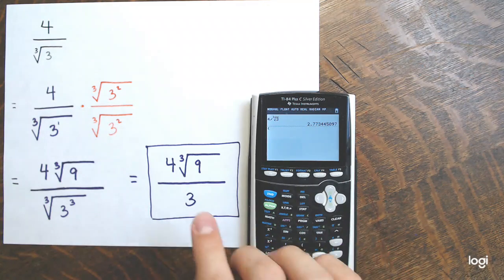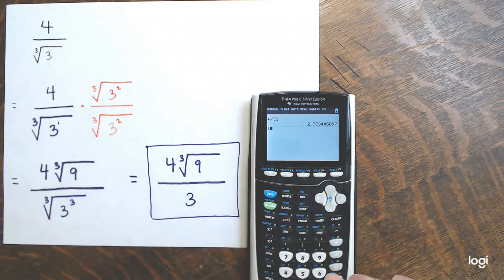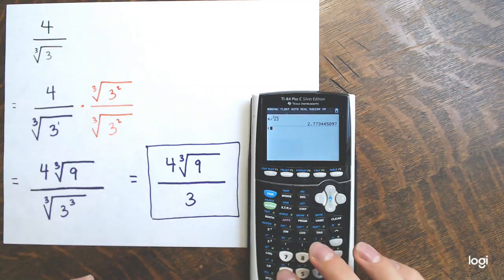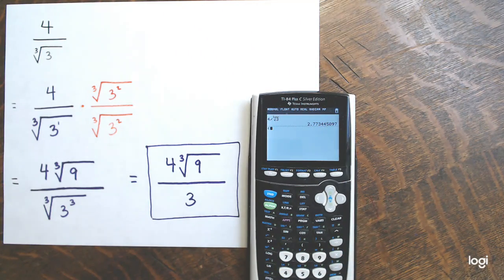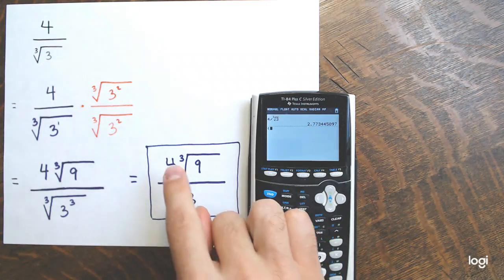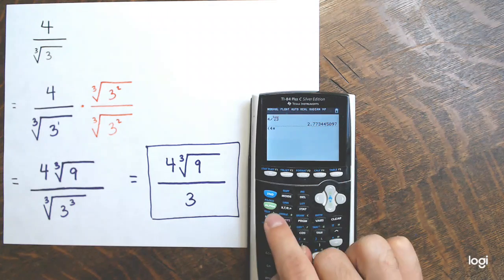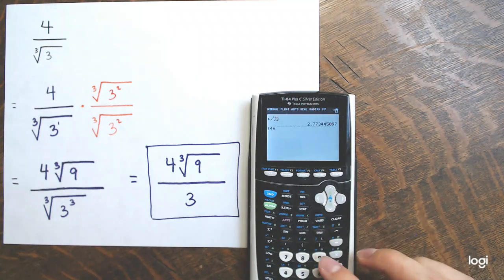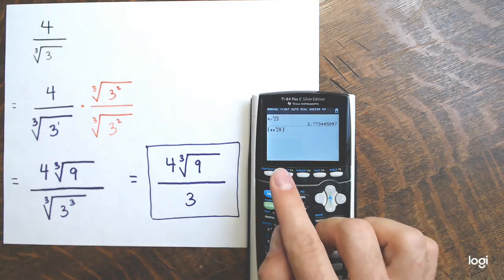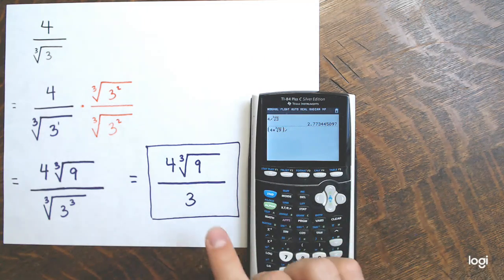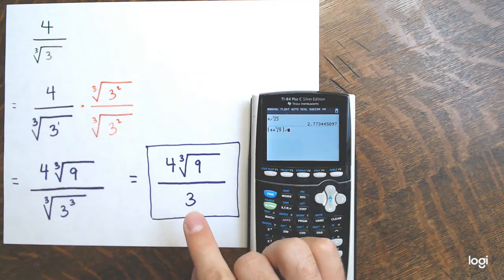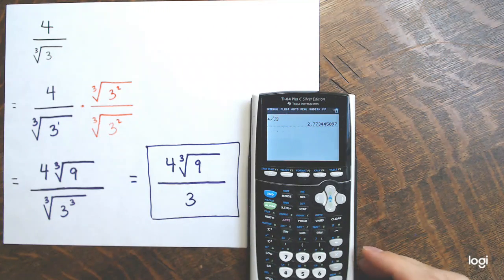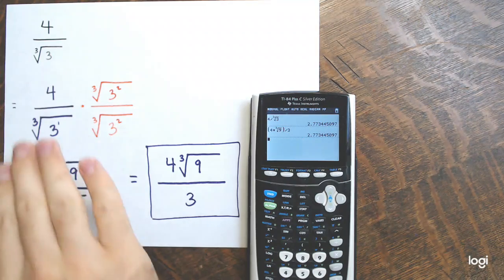And the numerator again has multiple factors, so I'm going to put it all in parentheses, just a habit of mine. I like to have my whole numerator in parentheses, my whole denominator in parentheses, especially if there's multiple factors or multiple terms. So in parentheses, I'm going to put 4 times the cube root of 9. Close parentheses. There's the numerator. Divided by, and then the denominator has just this single factor, just the number 3, right? And look, hey, it's the same number again. Wonderful. 2.773445097 and so on. So this worked out.